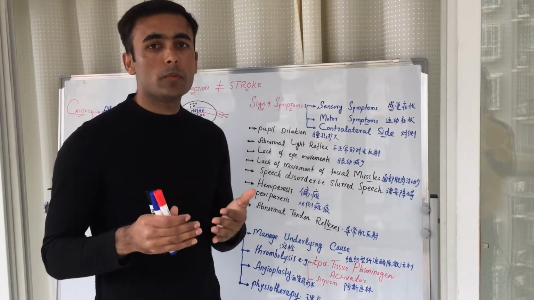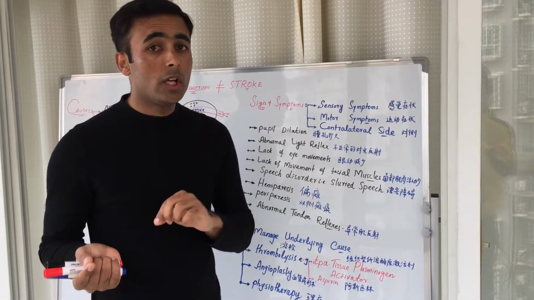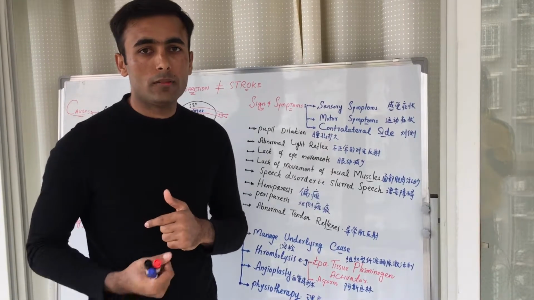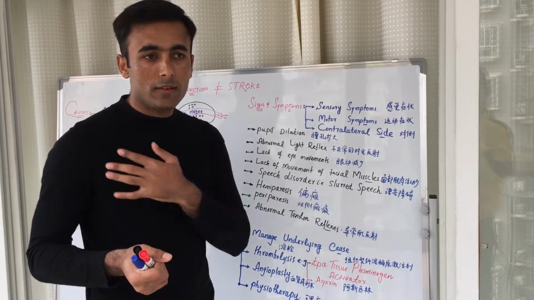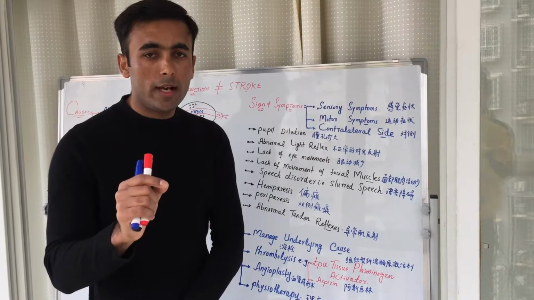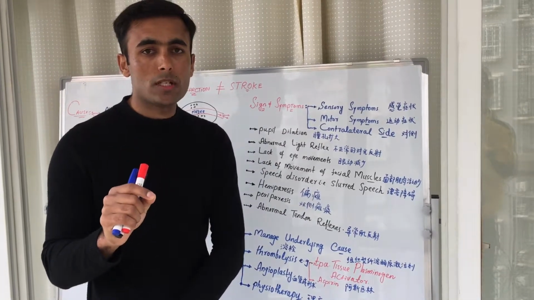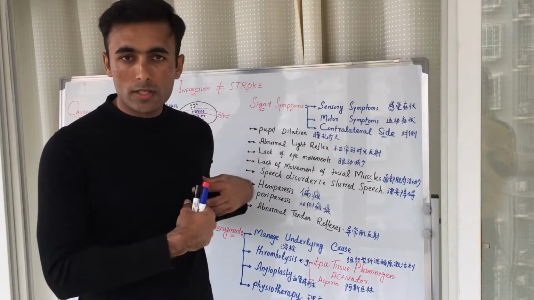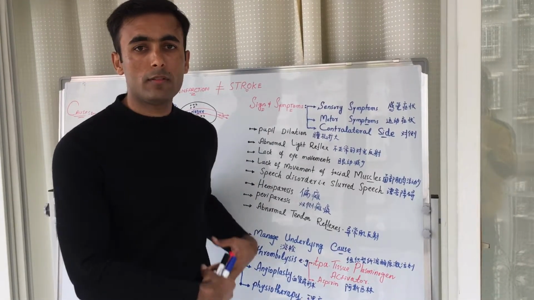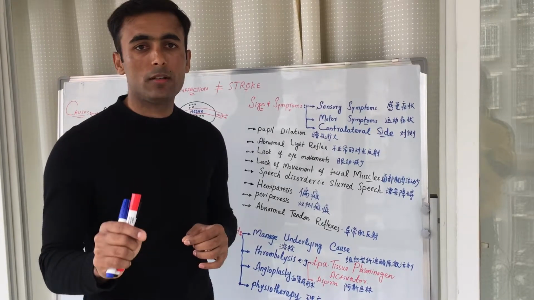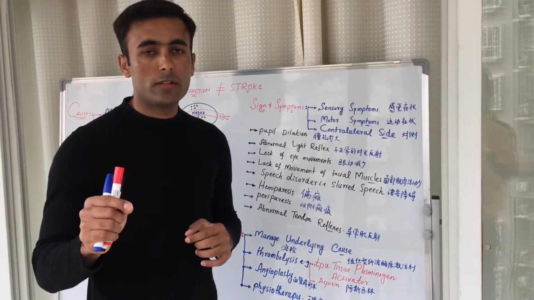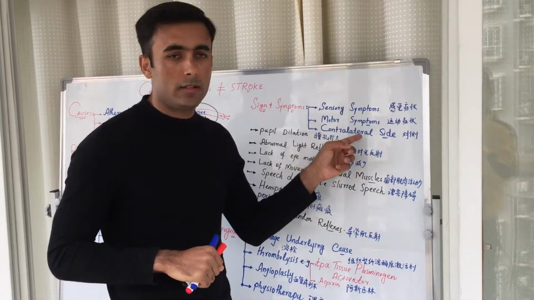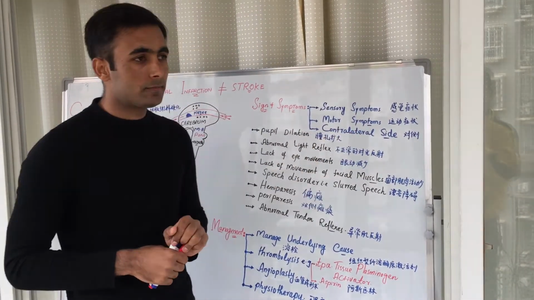So whatever the symptoms are in the patient, either sensory or motor, they are on the contralateral side, meaning the opposite side of the body. So if the patient has the symptoms on the right side, you should highly suspect that the cerebral infarction is on the left side. In the same way, if the patient has the symptoms on the left side of the body, you should highly suspect that the cerebral infarction may be on the right side. That is called contralateral loss.